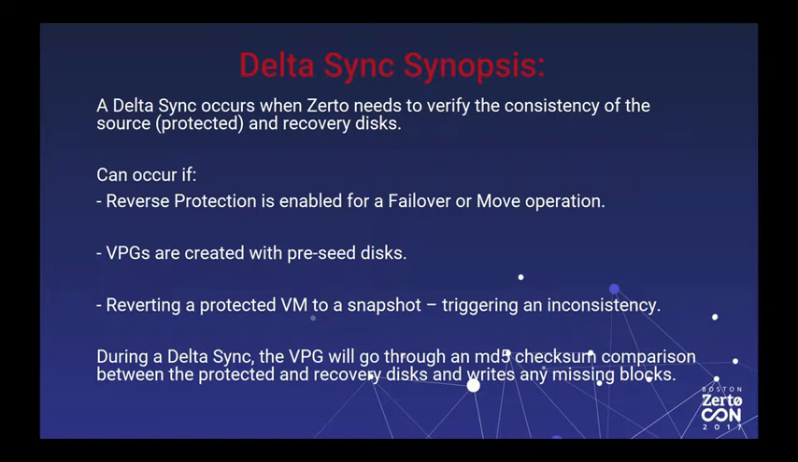It can also happen if we preseed a VPG. If we have VMs on the protected side, but we have their disks at the recovery side, we can seed those disks, and instead of an initial sync, do a delta sync. Now, reverting a protected VM back to a snapshot also triggers a form of inconsistency, because if you think about it, you just reverted that VM back, let's say, 5 minutes. So we're taking a checkpoint that's not consistent with the recovery side. So we have to delta sync in order to compensate for the changes.